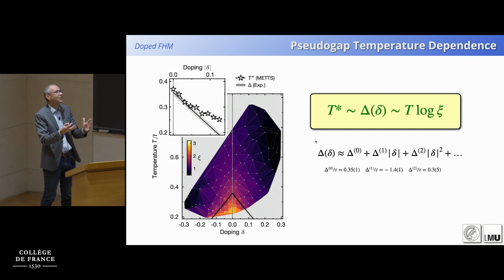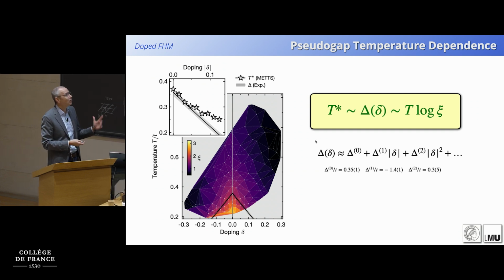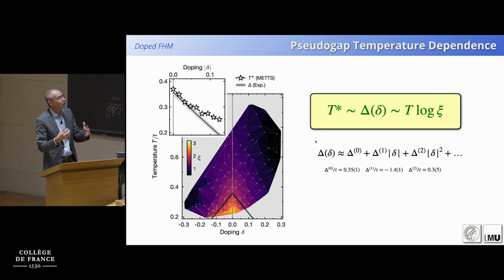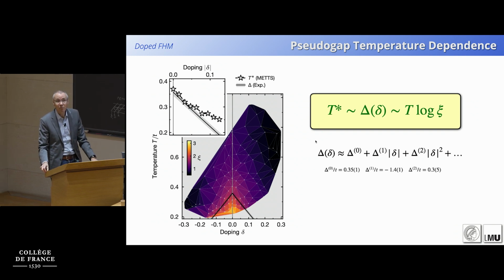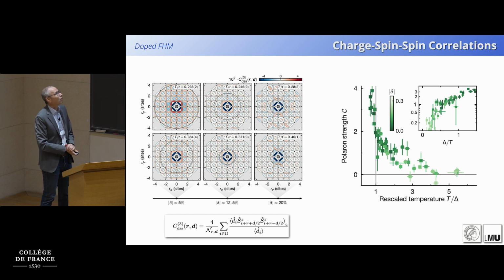Okay, so this leads us to the suggestion that what this newly found energy scale that collapses all the data is, is T star. Said in other words, if you enter the pseudogap phase, you have universal behavior in the scaling of the magnetic correlations if you replot them in the right way.